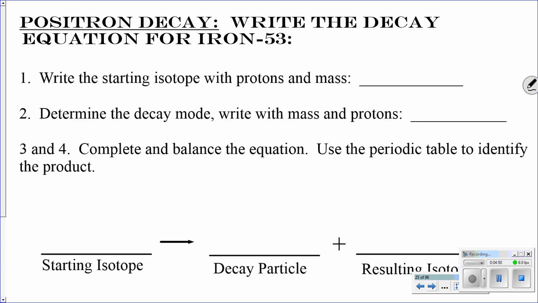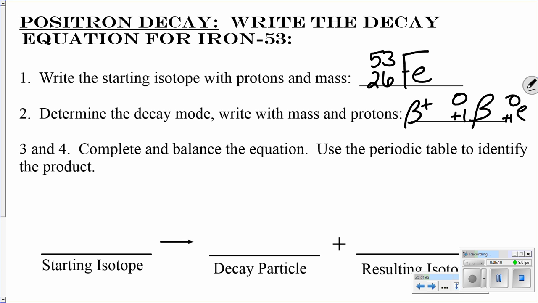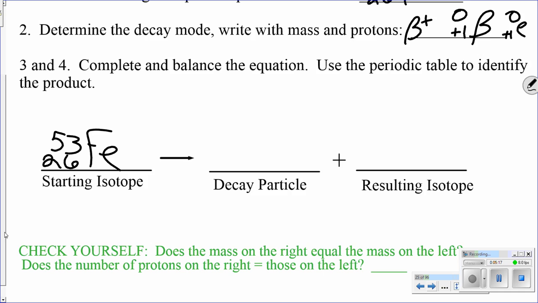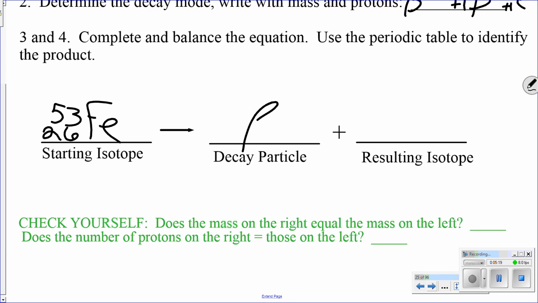Next, we're going to do the decay for iron-53. Iron's atomic number, we're going to go to the periodic table and grab that, is 26. Our decay mode for iron-53 is a B plus, which is a positron. So you can write it either of those ways. Just make sure you've got a positive number on the bottom. So you're going to start with your starting isotope, 0 and a plus 1 on the bottom.